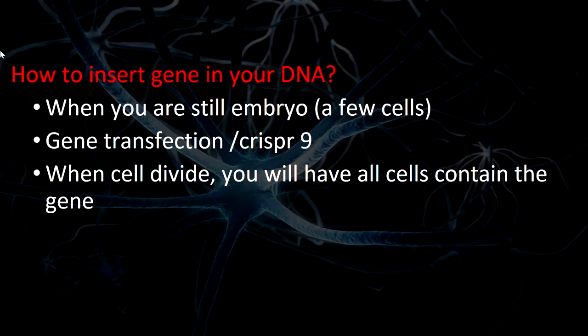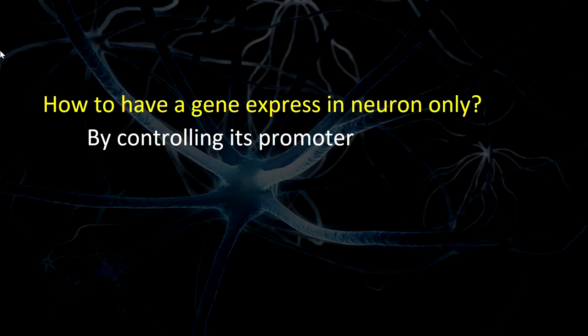If that's the case, then we'll be able to put a piece of DNA in every single cell of your embryo. How do you insert a piece of DNA into one cell? There are different gene transfection techniques, and CRISPR-Cas9 is one of them. CRISPR-Cas9 is an enzyme-based method that you can use to insert pretty much any piece of DNA into a cell genome. So if you have that piece of DNA in your cells when you're an embryo, then when your cells divide, you are going to have this new gene in every single cell. Then how do you control these new genes to only express in neurons? Okay, the answer is by controlling its promoter.